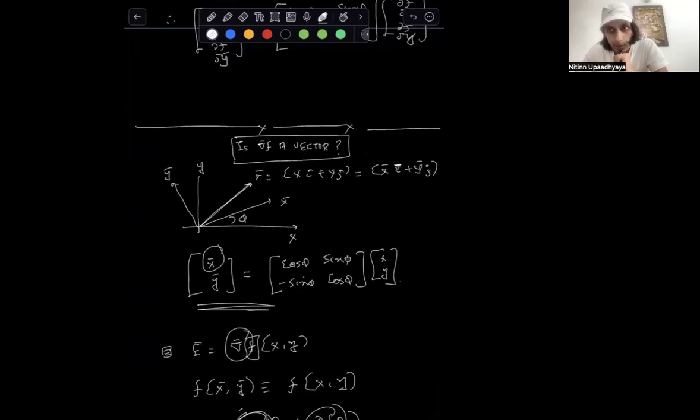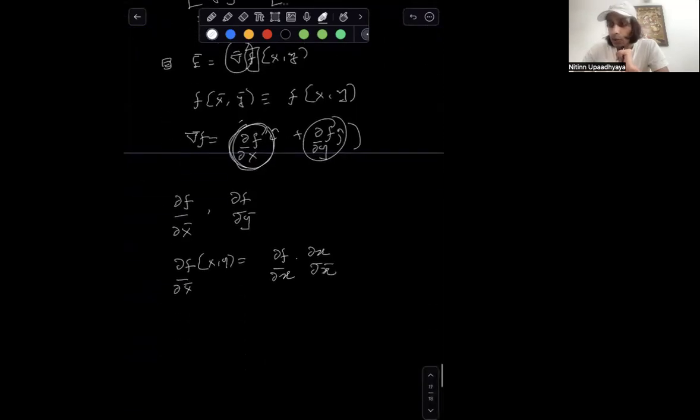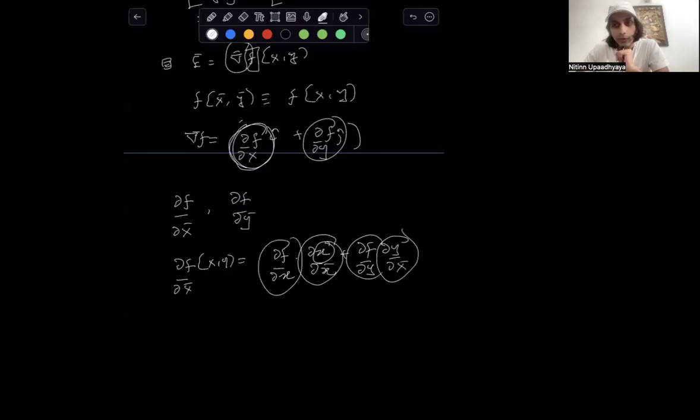And I can invert this relationship to express x in terms of x̄ and ȳ, and y in terms of x̄ and ȳ. And we'll just do that shortly. So x itself is now a function of x̄ and ȳ, plus f is also a function of y. So it's ∂f/∂y and ∂y/∂x̄. So we need to figure out these two components. And these are the old components of the vector.